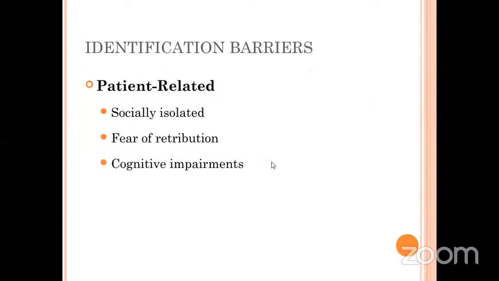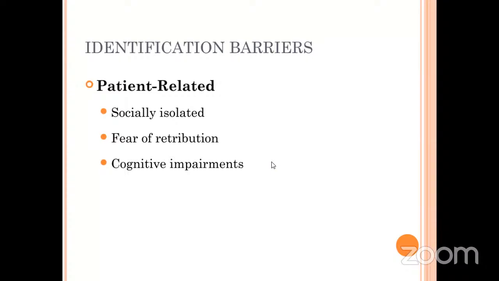So how can we identify these? Before knowing that, we're going to just learn about the barriers to identifying elder abuse. We're more cognizant or more aware of child abuse than elder abuse. So there are patient-related factors and physician-related factors.